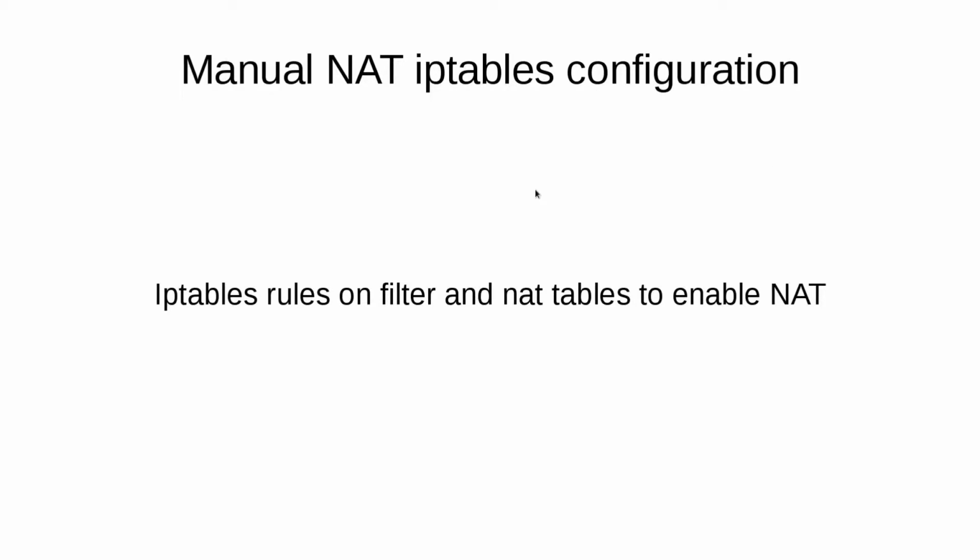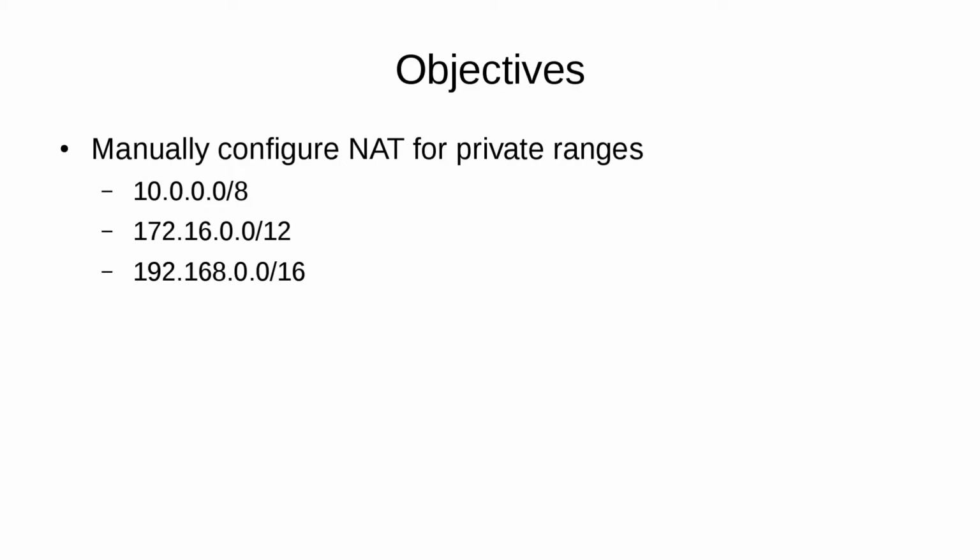Hi there! In this screencast we are going to talk about how to manually add rules to iptables to make NAT work for private ranges. We use as a starting point the default isolated network. So what is our objective? We will add rules for the 10, 172, 192 private ranges so that these are NATted towards the internet.